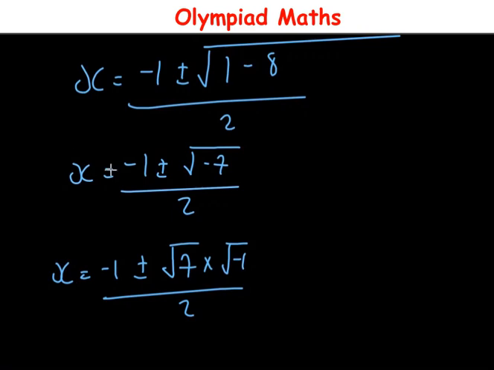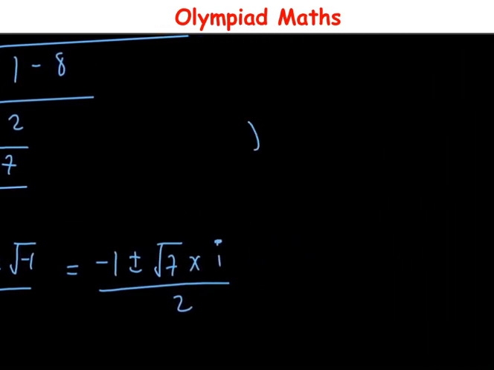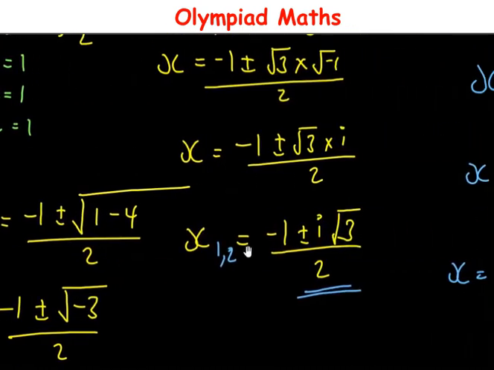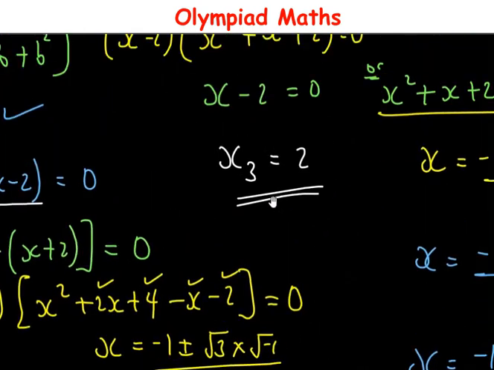And from here, the value of x equals minus 1 plus or minus root 7 times root minus 1, which is i, all over 2. And with this, the solution for x is equal to minus 1 plus or minus i times root 7, all over 2. So from here, we have the fourth and the fifth solution for the value of x. So with this, we have gotten the solution for the value of x. These are the fourth and fifth. Y for the first and second is this, and Y for the third is this.